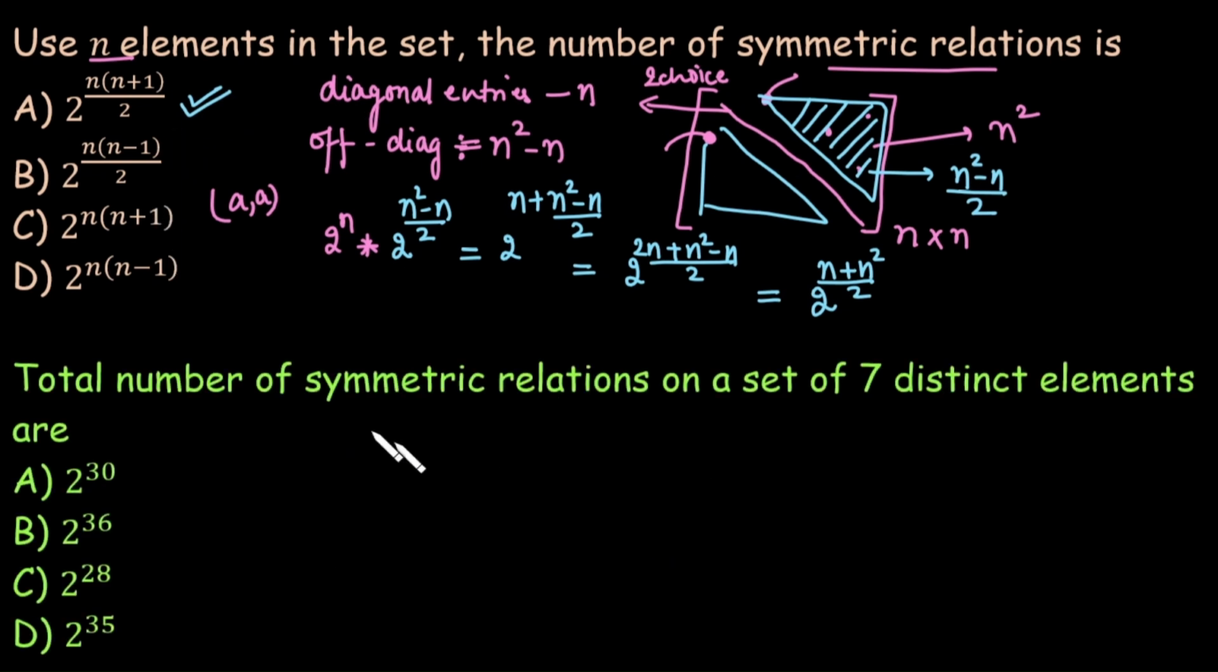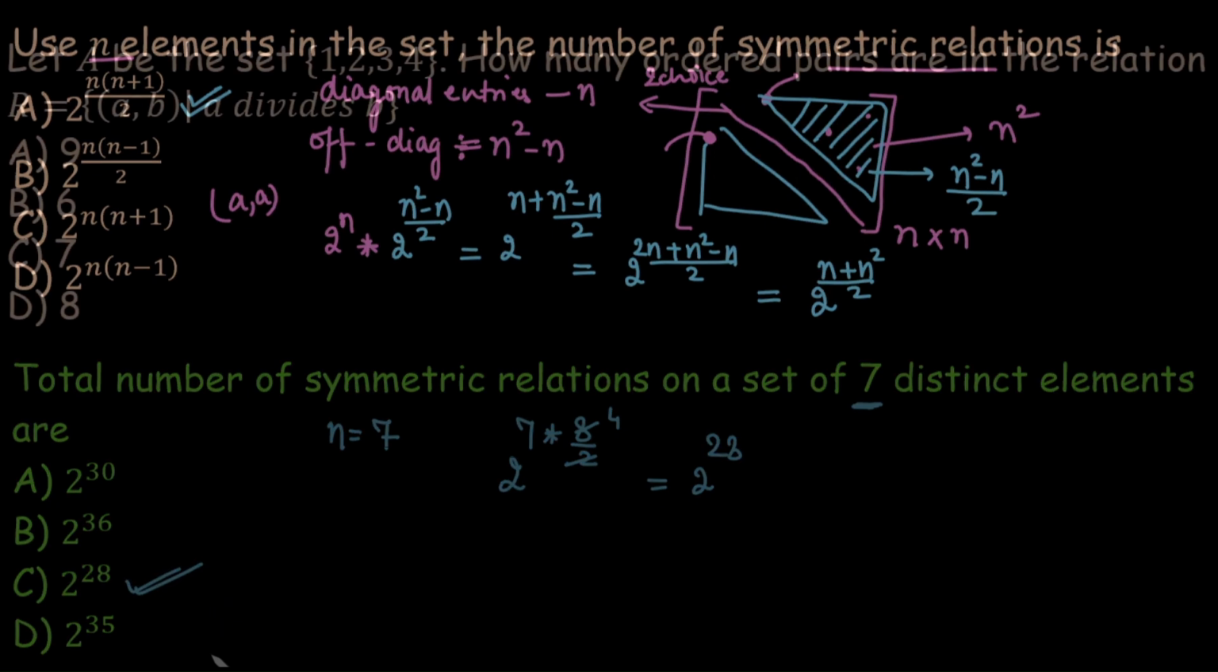Now what about the second case? Total number of symmetric relations on the set that contains 7 distinct elements. Again we need to count the symmetric relations, but the elements are 7. It means we need to put n equal to 7 in this case. So substituting n equal to 7, we have 2 raised to power 7 into 8 by 2. This is 4, that is equal to 2 raised to power 28. Hence option C is correct.